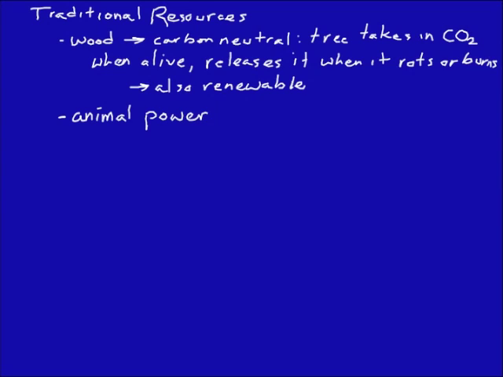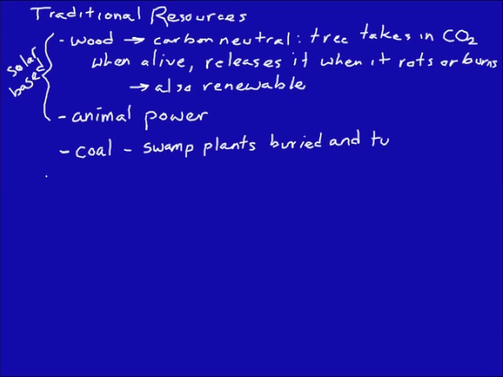We also used animal power at some point in our history. And of course, we still do use wood and animal power in many parts of the world, which can be a problem in itself. Both of these are solar-based energies. Without the sun, they wouldn't be there, and they require the sun on really a day-to-day, year-to-year basis.